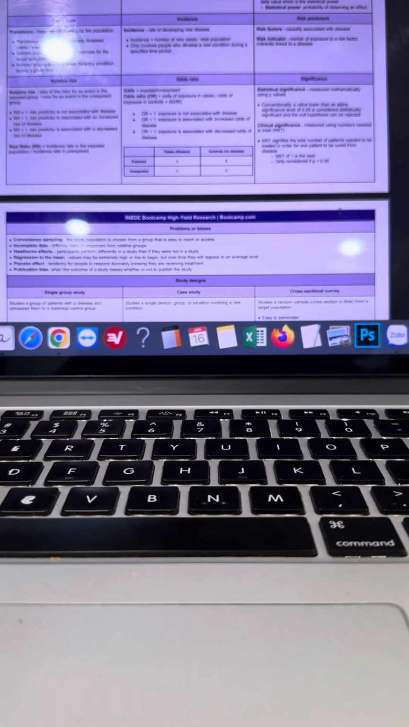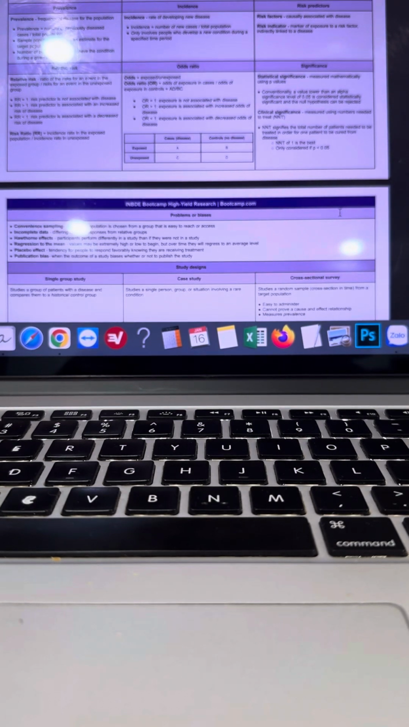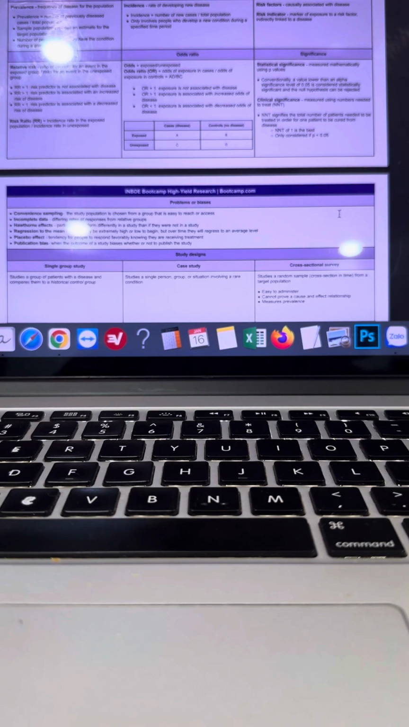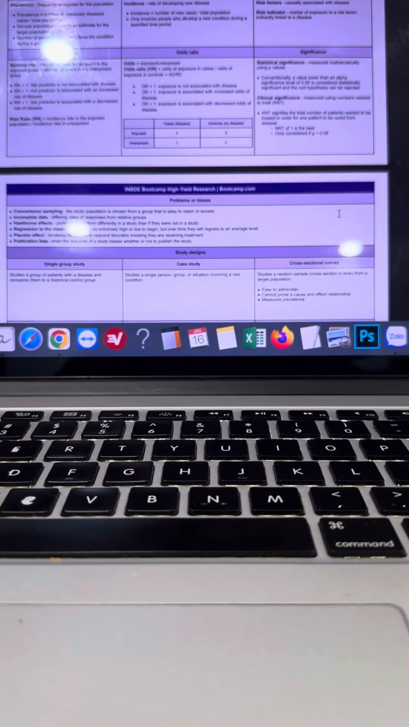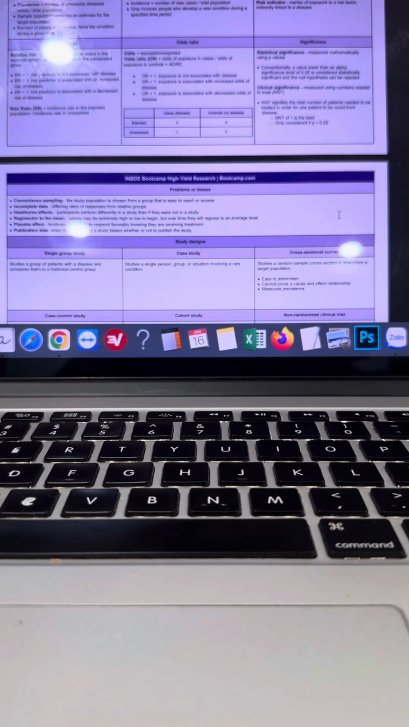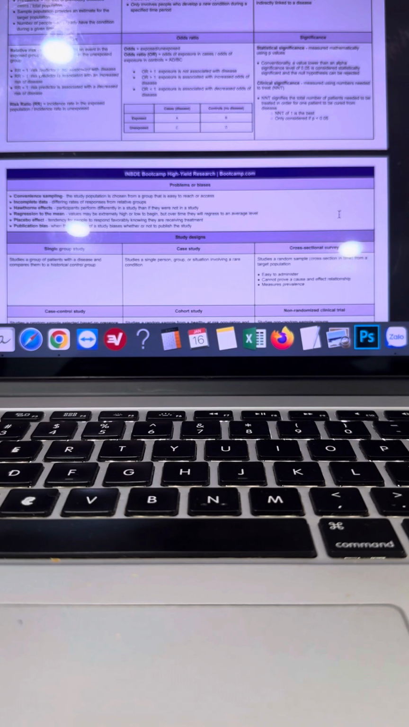Convenient sampling: the study population is chosen from a group that is easy to reach or access. Incomplete data: differing rates of response from the relative groups. The Hawthorne effect: participants perform differently in the study than if they were not in the study.